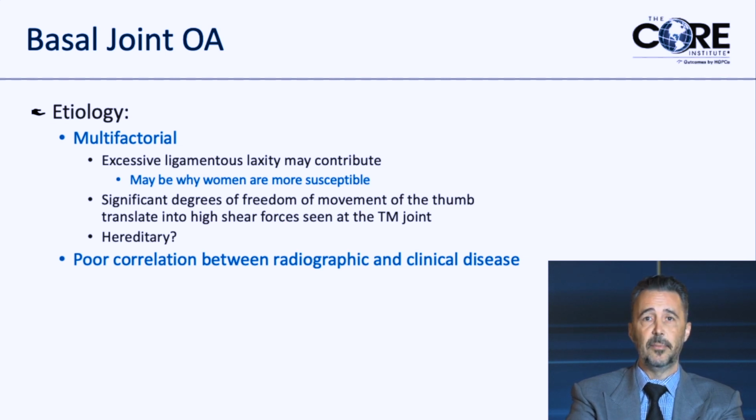Oftentimes I'll see patients that come into the office and their x-rays look really bad. They have really bad arthritis on their thumb x-ray, but they're not even there for their thumb problem in the first place. They're there for maybe a trigger finger. So it is interesting that you can have really poor looking x-rays and really not be affected, and the same is true vice versa. You can have pretty normal looking x-rays, but actually have very symptomatic early arthritis in the thumb.